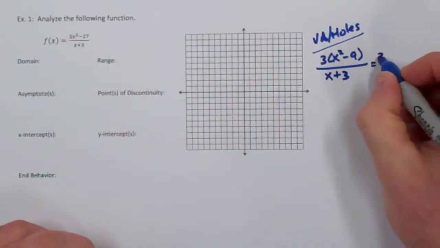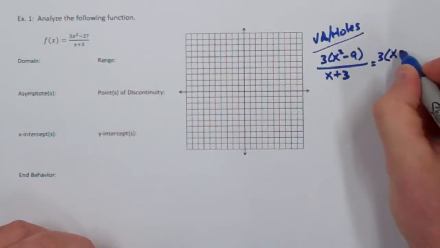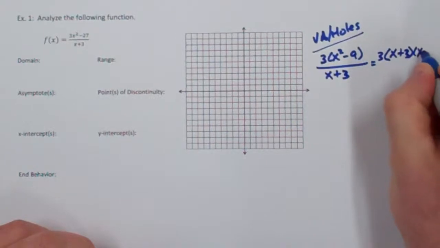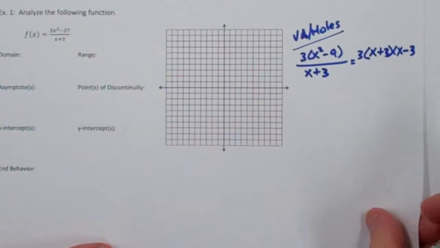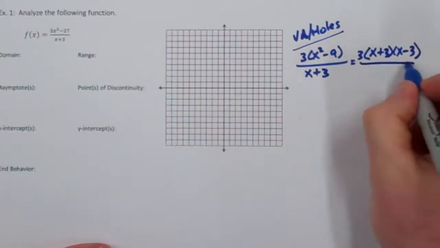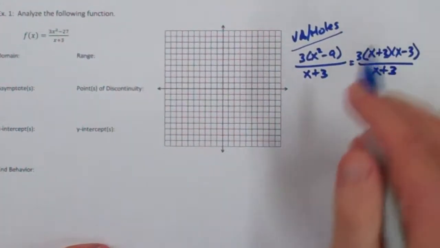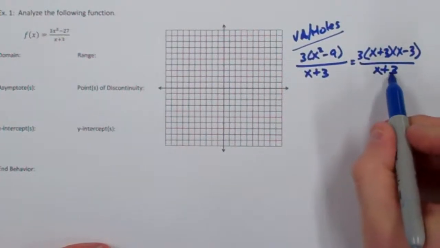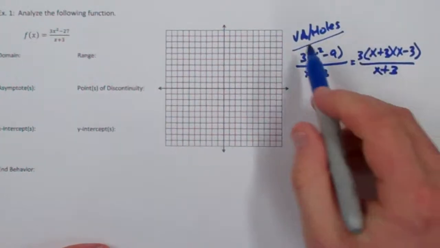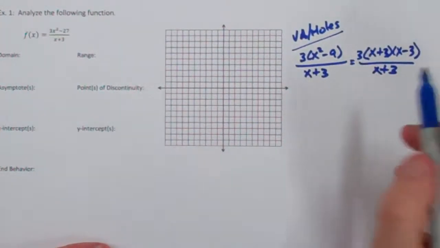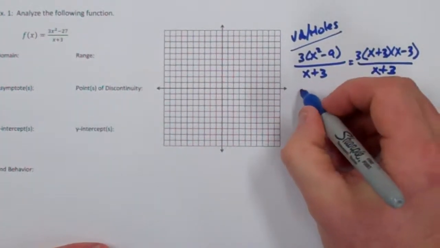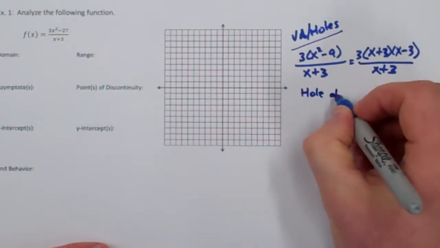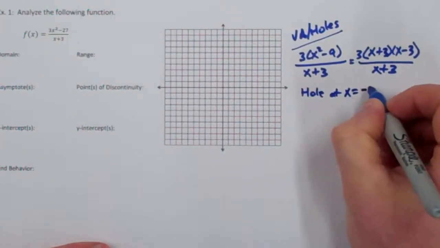And this is the same as 3 times x plus 3, x minus 3. Hopefully you can see that here on the side. I'll move that over a little bit for you. x minus 3 over x plus 3. A value of negative 3 here will make the denominator 0. We've got to figure out if it's a vertical asymptote or a hole. We look in the top, we see a factor of x plus 3. So this one's definitely going to be a hole at x is equal to negative 3.